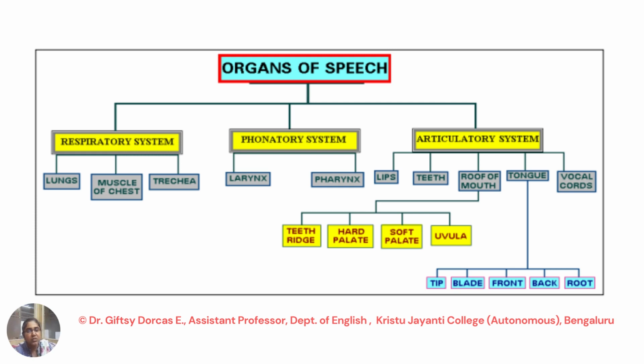So overall, today we saw the organs of speech. There are three organs of speech: the respiratory system, the phonatory system, and the articulatory system. We saw the description of the respiratory system, then the phonatory system, and finally the articulatory system.